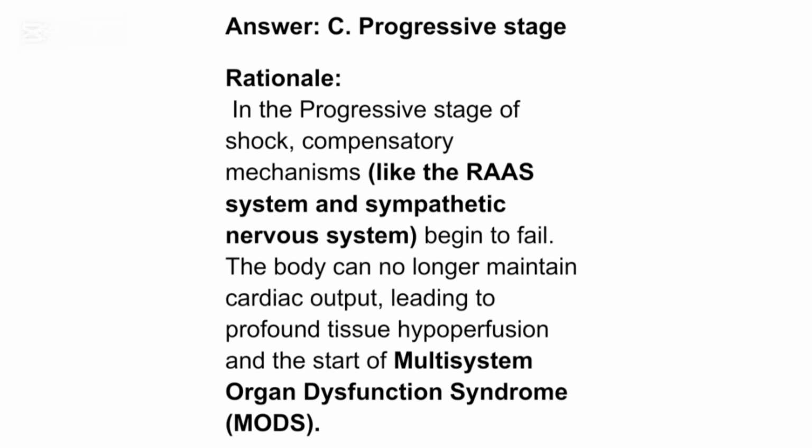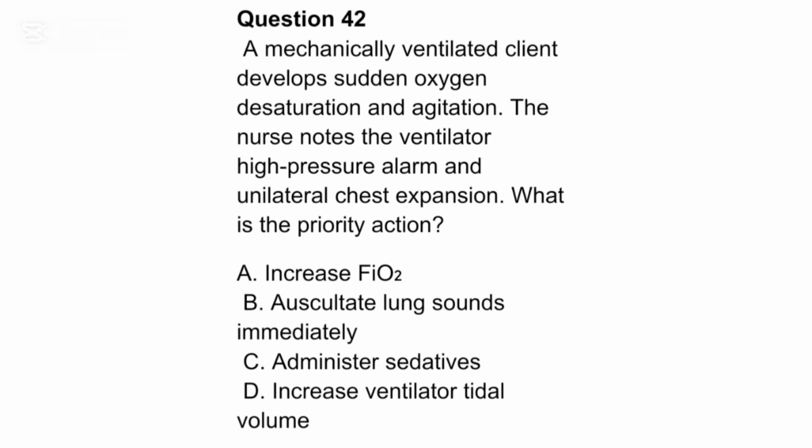Rationale: In the progressive stage of shock, compensatory mechanisms like the RAAS system and sympathetic nervous system begin to fail. The body can no longer maintain cardiac output, leading to profound tissue hypoperfusion and the start of multi-system organ dysfunction syndrome, MODS. Question 42. A mechanically ventilated client develops sudden oxygen desaturation and agitation. The nurse notes the ventilator high pressure alarm and unilateral chest expansion.